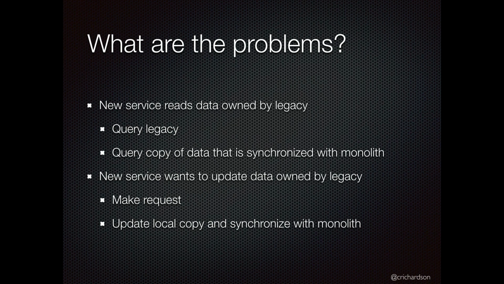The new service might also want to update data that's owned by the legacy system. So the glue code could make a request to the legacy system, or even access the database of the legacy system directly, or it could actually update its own local copy and synchronize it with the monolith's database. So there's a whole bunch of interesting issues. And later on, I'm going to describe the design of the anti-corruption layer in a little bit more detail, and then also show a simple code example of how you could go about implementing it.